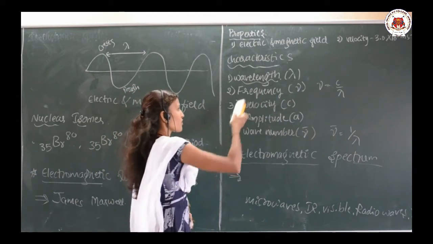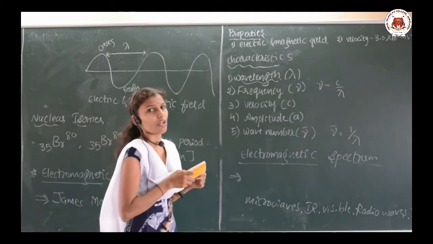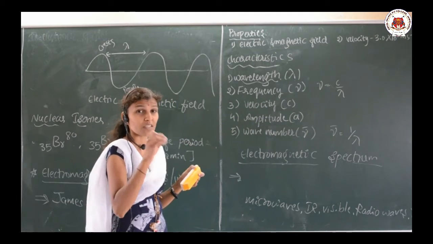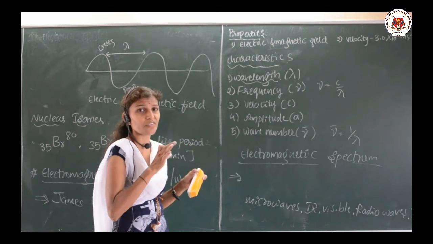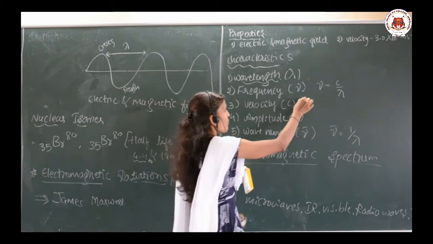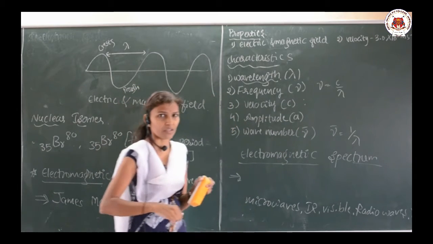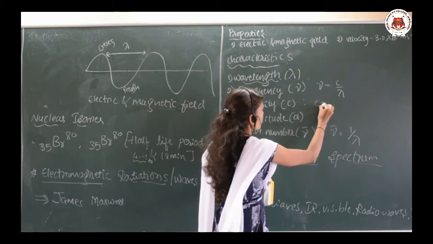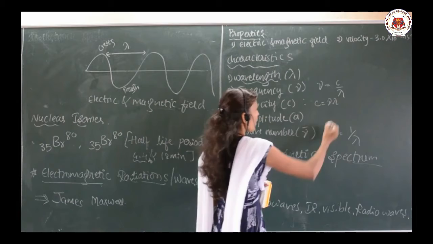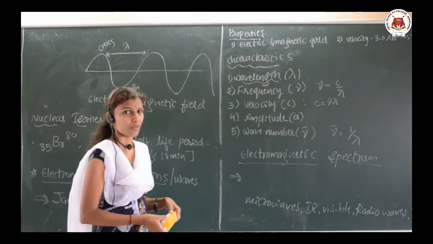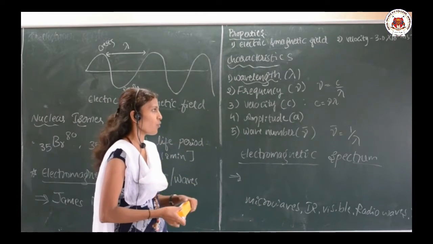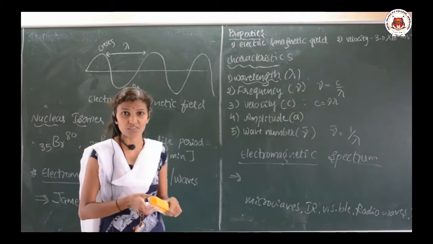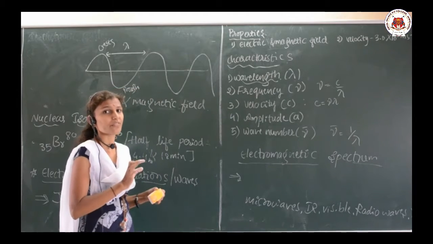Now, we understood what is wavelength. Next, go for the velocity. Velocity is the distance travelled by the wave per second. The distance travelled by the wave per second is called velocity, and the formula of velocity is c is equal to nu into lambda. So, this is how we can say what is velocity, the distance travelled by the wave per second.